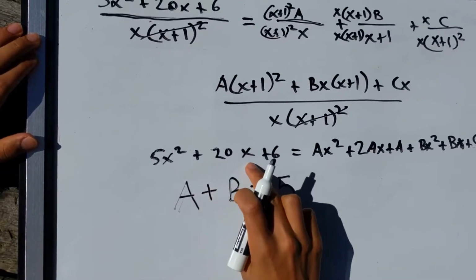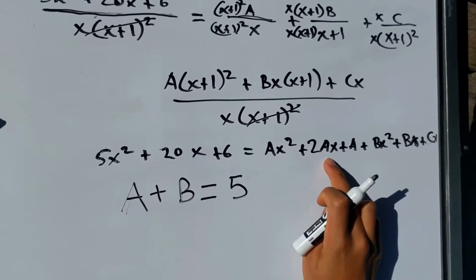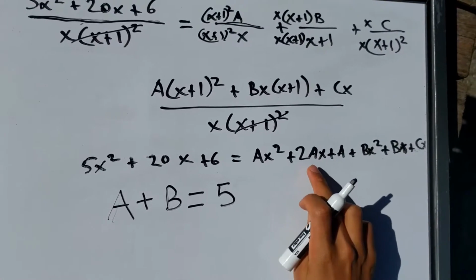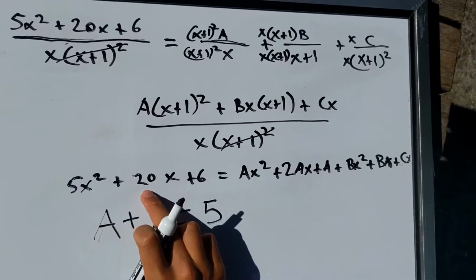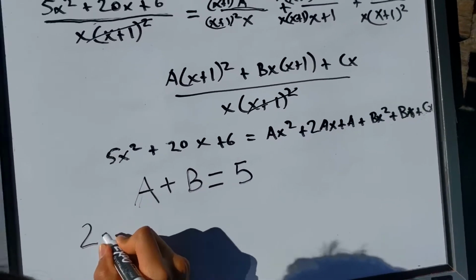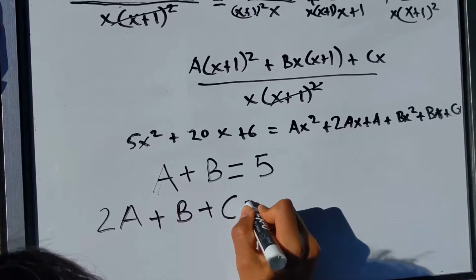Similarly, for 20x, we find all the coefficients with an x variable, x to the power of 1. So that's 2Ax plus Bx plus Cx equals 20x. So we can see that 2A plus B plus C equals 20.